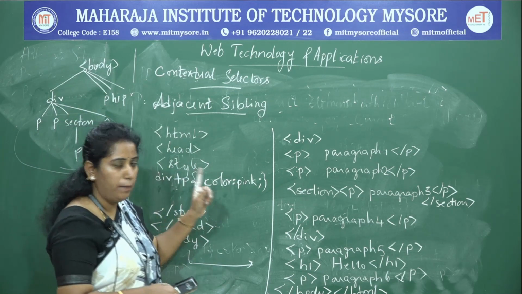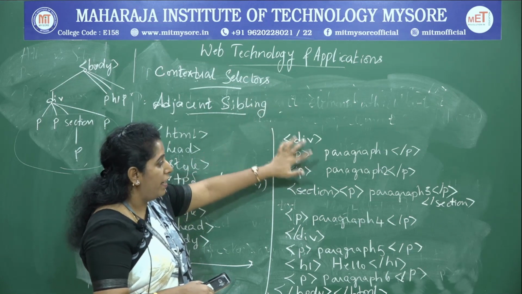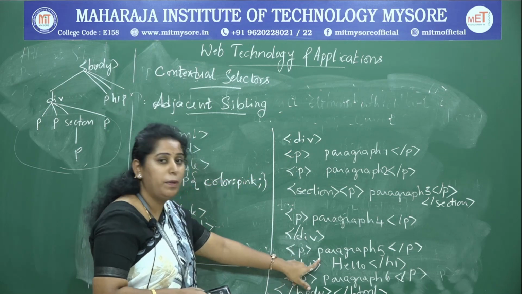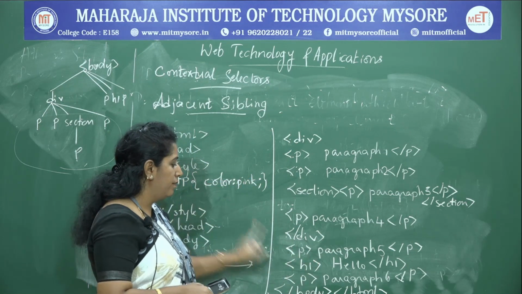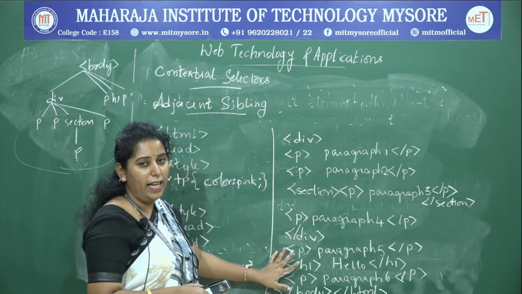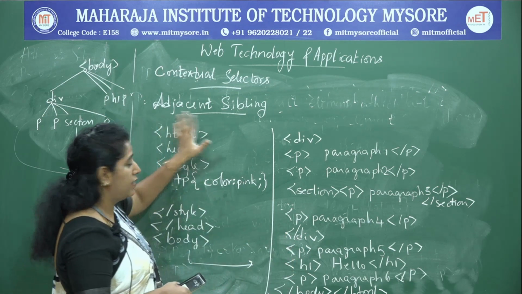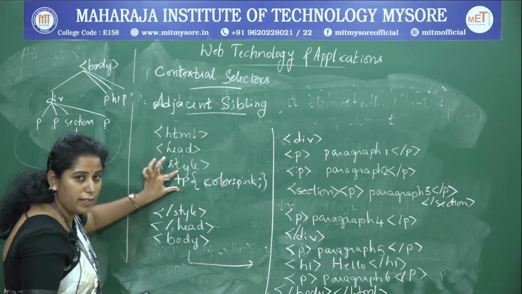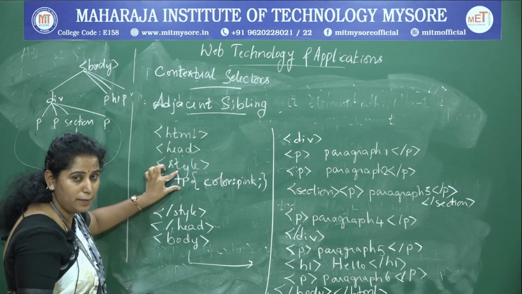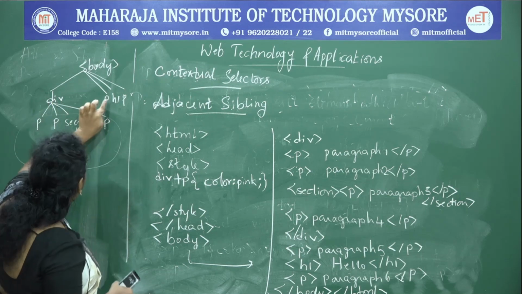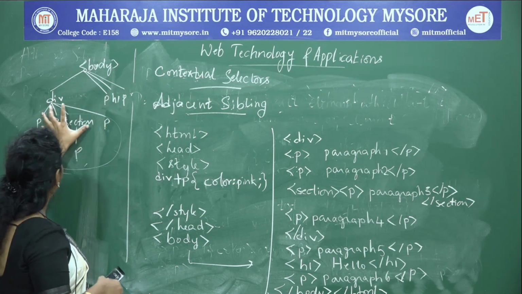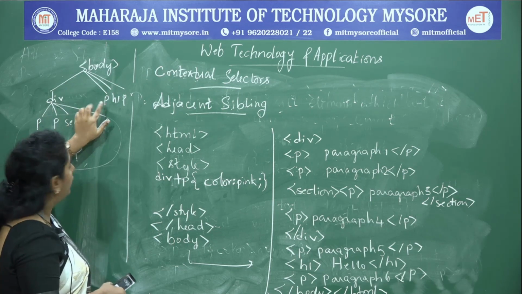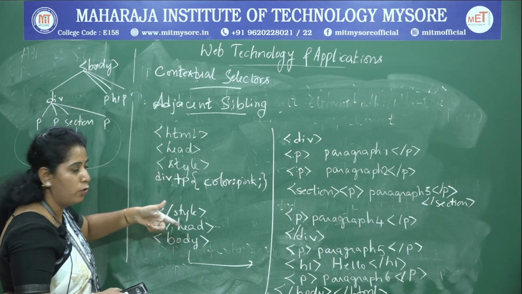Okay, now you run the program, you can notice paragraphs 1, 2, 3 and 4 remain as they are. Paragraph 5 will be printed in pink color and the remaining will be printed as they are. This is adjacent sibling. For div, see this symbol represents adjacent sibling. For div, the adjacent sibling is P. These are all the descendants or children. This is a sibling and it is selecting the next adjacent sibling only.